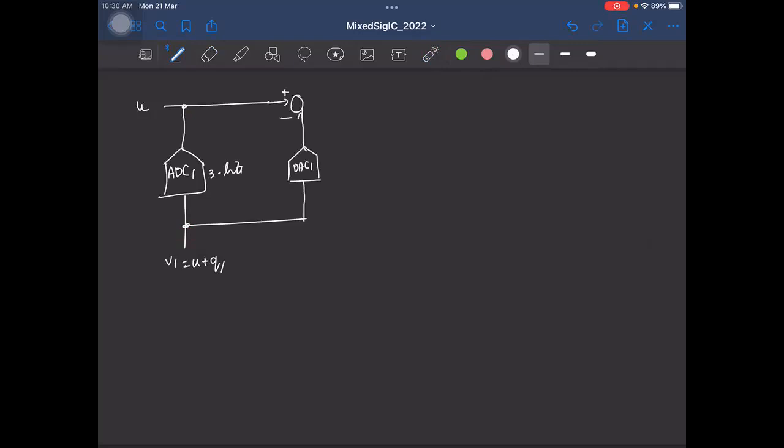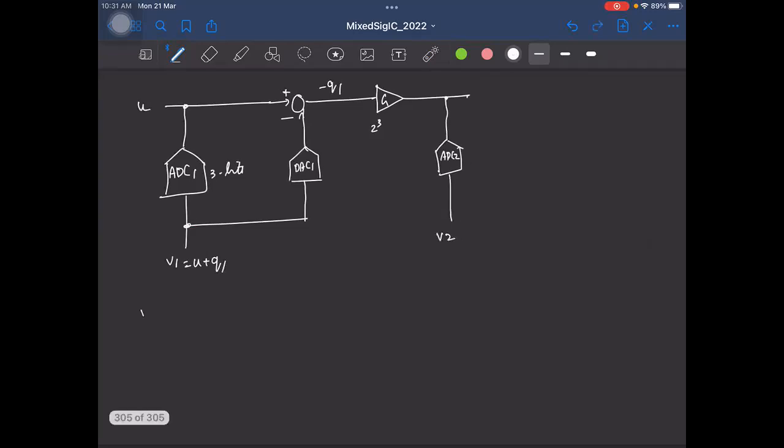Okay, subtracting. So this is going to give me minus Q1, but I cannot directly feed it to the second ADC. So before that, I'll amplify it by gain G, which is 2 power 3 in this case. And this is fed to the second ADC. Right? I've drawn the same thing. This is fine, right? So this is my output V2. And the final output must be combined in this format, V1 plus V2 by G. Okay.